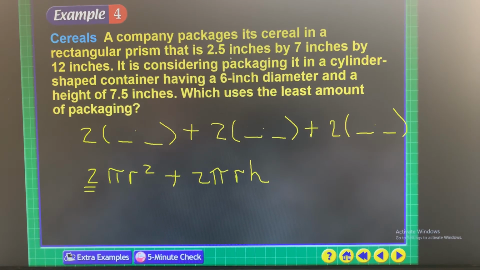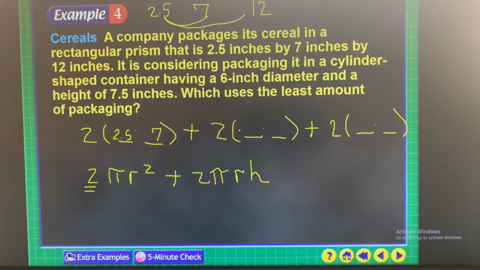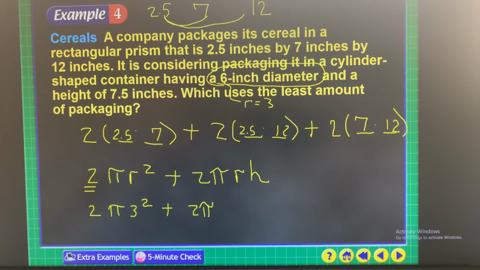So a company packages its cereal in a rectangular prism. Remember what I said, you don't need to see the picture. Just make all your different combinations. So you have 2 5/10, you have 7, and you have 12. Make your combinations. You have 2 2.5 by 7s. You have 2 2.5 by 12s. And you have 2 7 by 12s. Okay? And then here, it's telling you you have a 6-inch diameter. I don't want 6-inch diameter. I need radius. So if it's 6 inches as a diameter, remember your radius is half that. So your radius is 3. So it's going to be 2 pi 3 squared plus 2 pi 3 times, here's your height, 7.5.